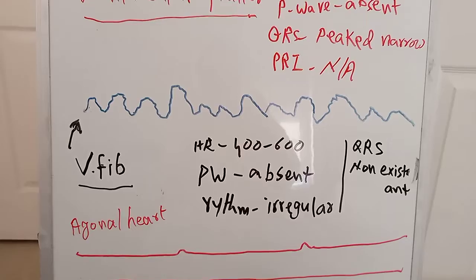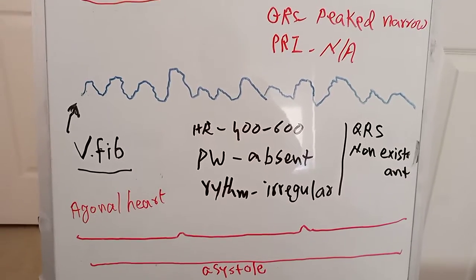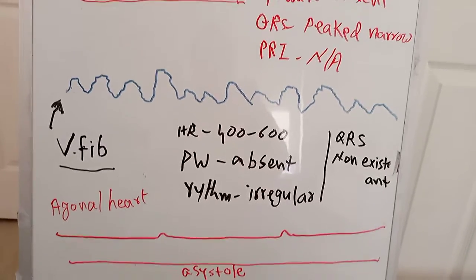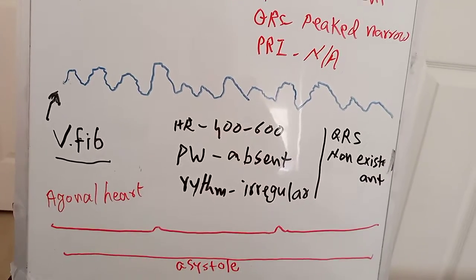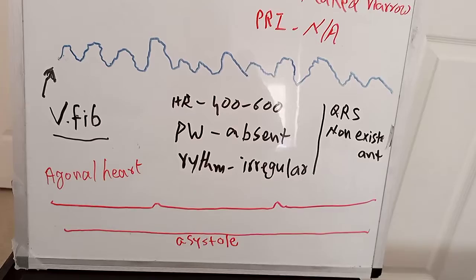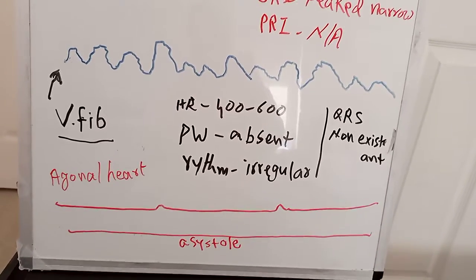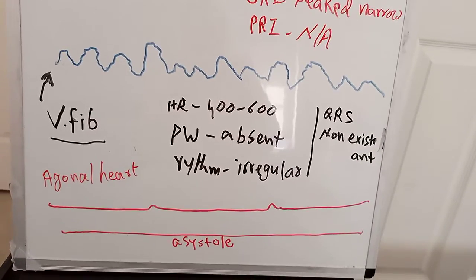If you count here, the heart rate will be between 400 and 600, somewhere 400, somewhere 500, somewhere 600, and P wave is absent. QRS is also non-existent. Rhythm is irregular. This is known as VFib. Ventricular fibrillation is abbreviated as VFib, a sign of danger.